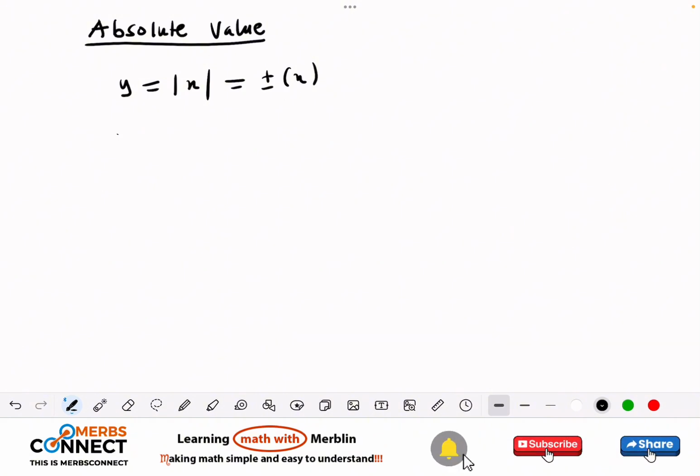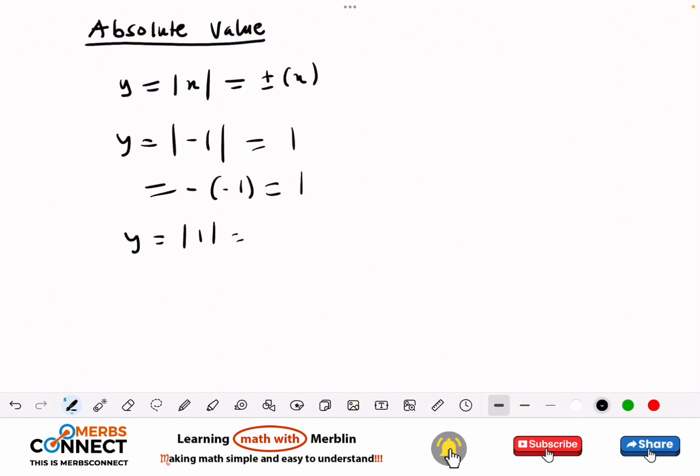So you see that the absolute value of -1 is 1. How? Because we know that the sign here is plus or minus, but since this is minus, it goes with a minus. So I'm going to have minus minus 1, and this will be 1. And when x is positive, this one goes with a positive 1, which is also 1. So that's the idea of absolute value.